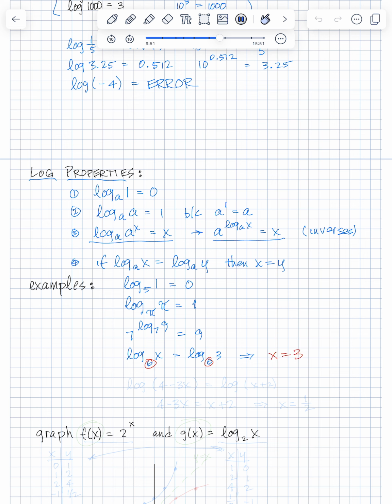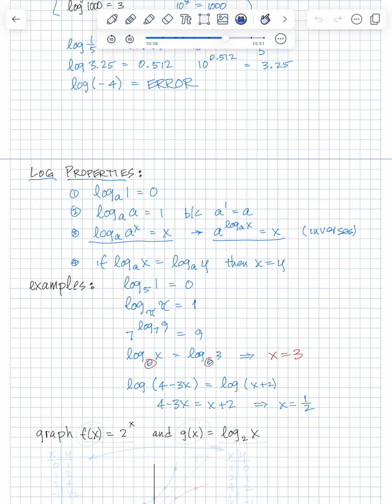Okay, let's do another one. Log of 4 minus 3x is equal to log of x plus 2. Well, these are both the same base. They're both base 10. And so we can just say, well, 4 minus 3x is equal to x plus 2. Do the math on that, and we have x equals 1/2.